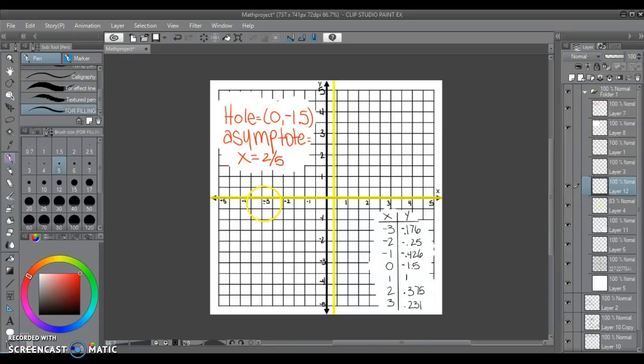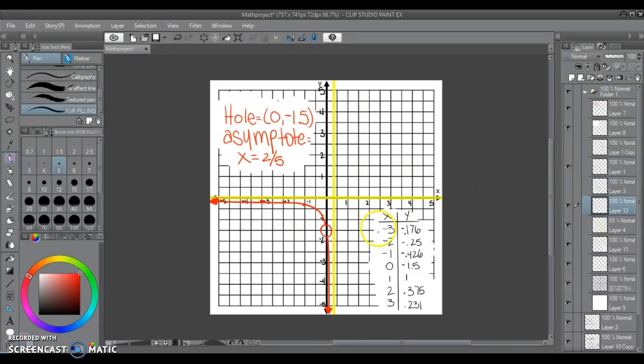First point is at negative 3, negative 0.176. Next one is at negative 2, negative 0.25. The third one is at negative 1, negative 0.426. And the fourth one, which is our hole, is at 0, negative 1.5. Next, we draw our line, remembering to not cross either this asymptote or this asymptote. And don't forget to erase inside of the circle because there's nothing in the circle.